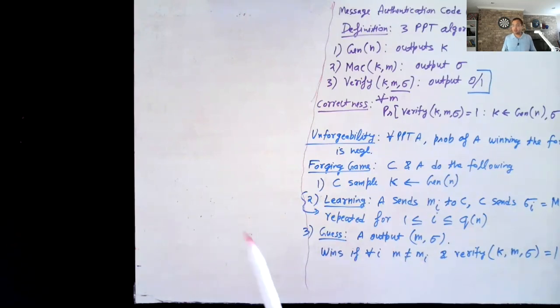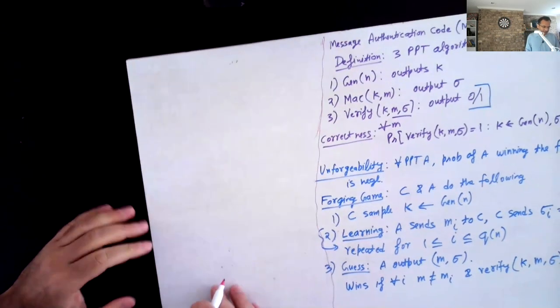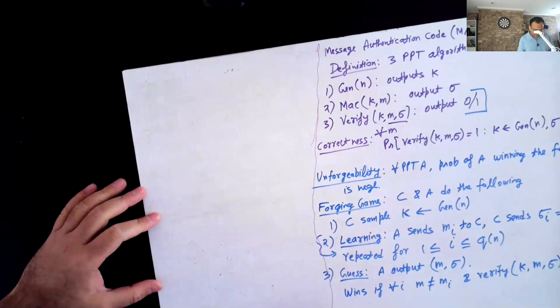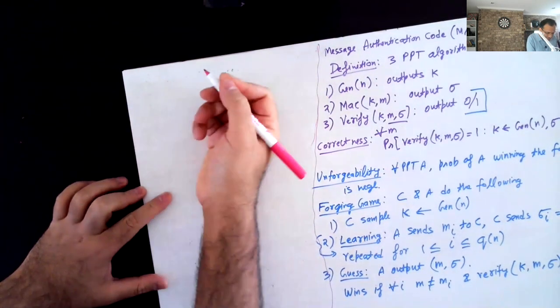This in particular also means that if you cannot distinguish it from random, then for sure you cannot produce it on your own. Producing it would be the same as guessing a long random string, which you can only do with negligible probability. So let's see this in more detail. So building a MAC, we will try to use a PRF.